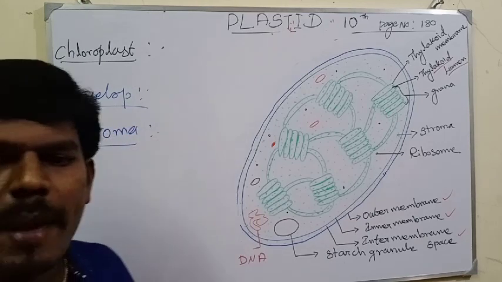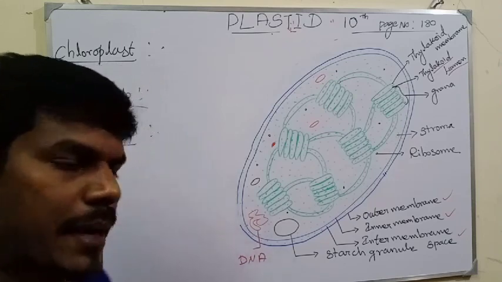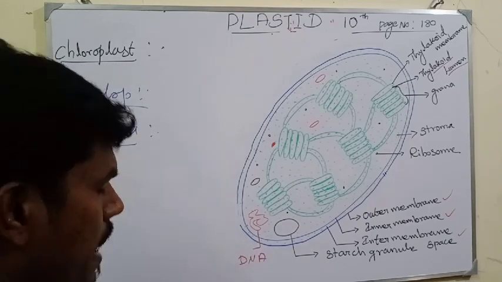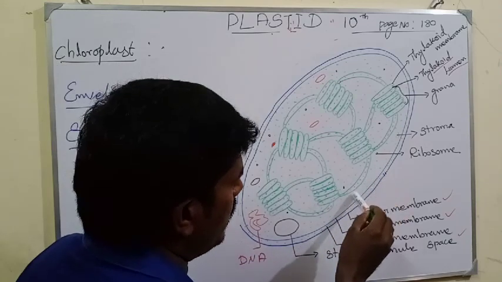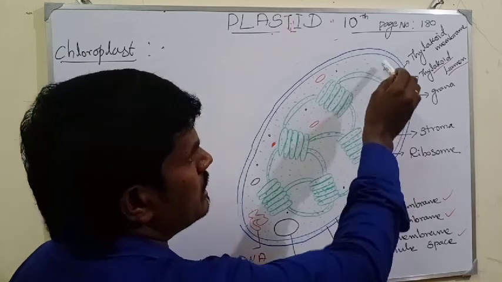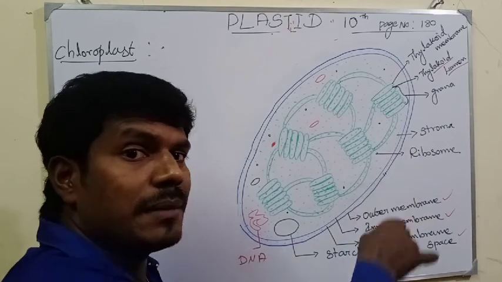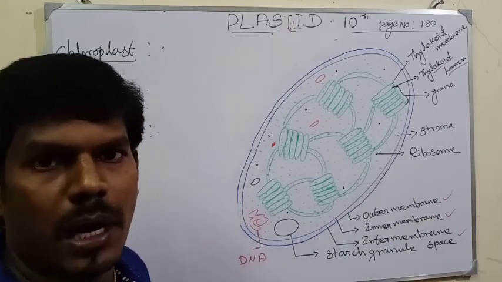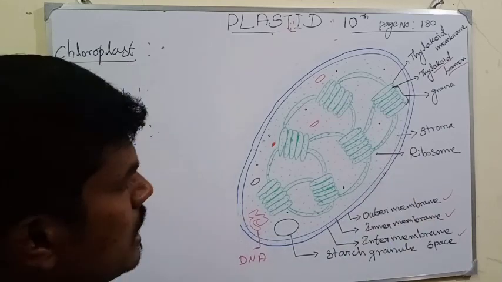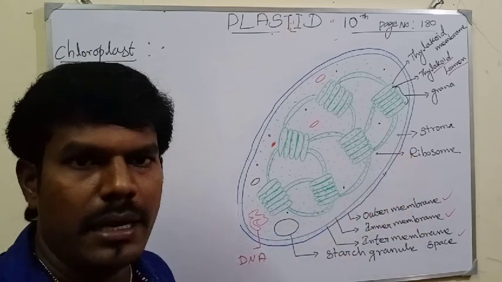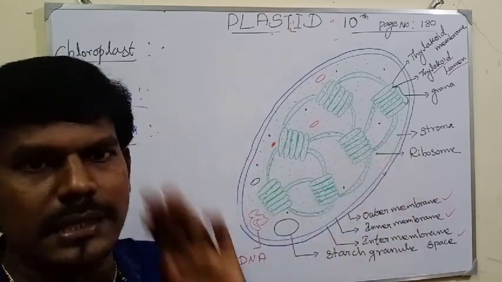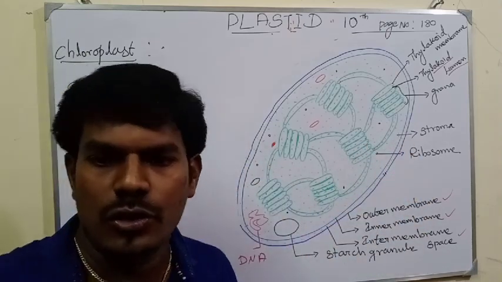See, the stroma matrix is present inside the membrane. Where is the matrix present? Matrix means, as indicated here, it is shown with some dots. The dots are considered the matrix. That matrix is present inside the membrane, and that is called the stroma. That space is filled with matrix substance, and that matrix substance is called stroma.